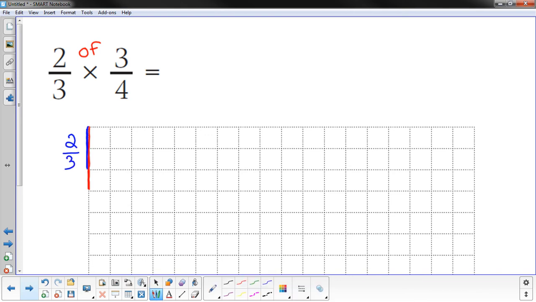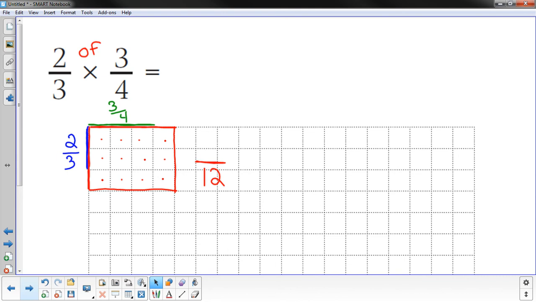And then going the other direction, I have something in fourths. So I need a line with 4 units long, and I have 3 of them. 3/4. And again, if I close my large rectangle there, that is going to be my denominator answer, all those squares. There's 12 squares.